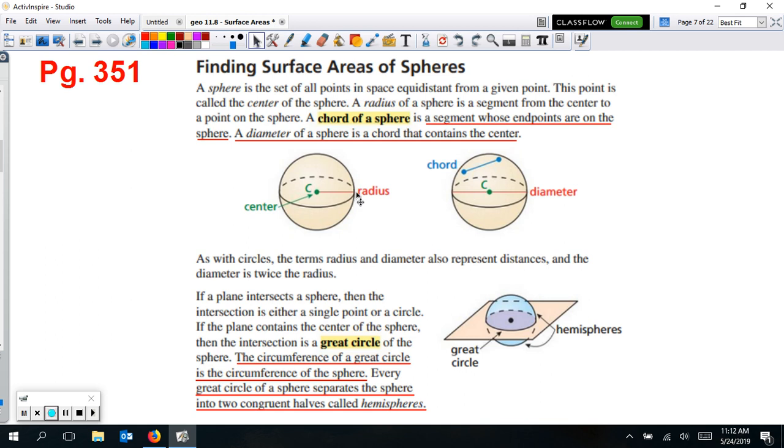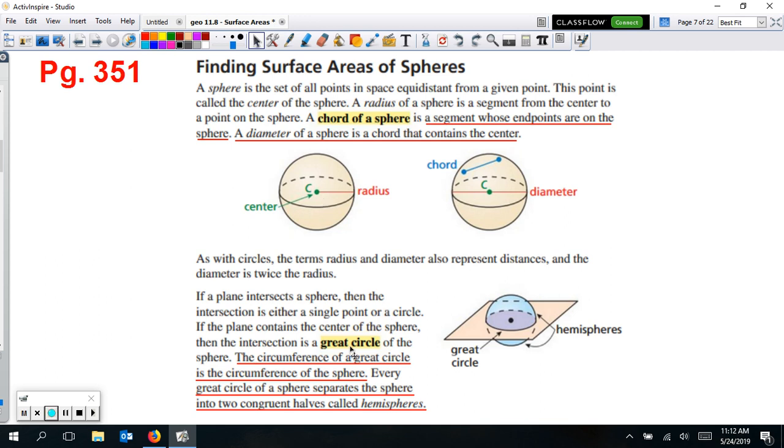A chord of a sphere is a segment whose endpoints are on the sphere. So if we have a chord, one endpoint is on the sphere, and the other endpoint also is. The one that matters though is the diameter. A diameter of a sphere is a chord that contains the center. It goes through the center point, and it would be twice what the radius is.